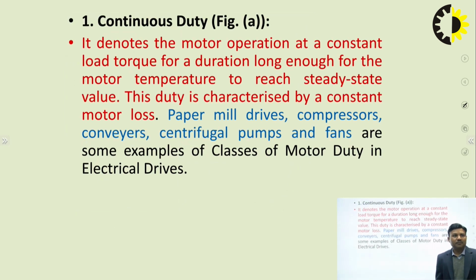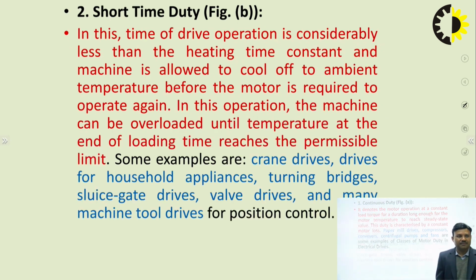Continuous duty denotes motor operation at a constant load torque for a duration long enough for the motor temperature to reach a steady state value. This duty is characterized by constant motor loss. Examples are paper mill drives, compressors, conveyors, centrifugal pumps, and fans.